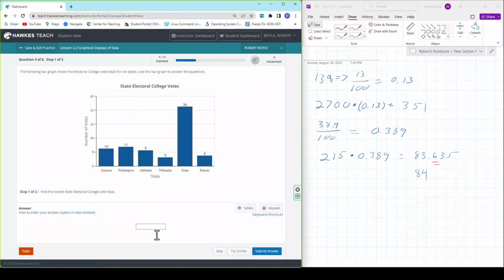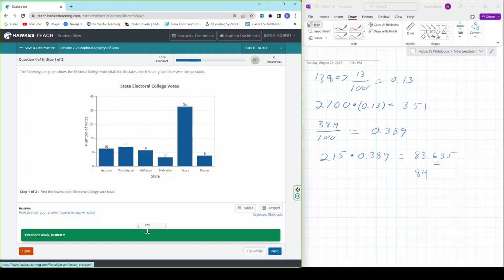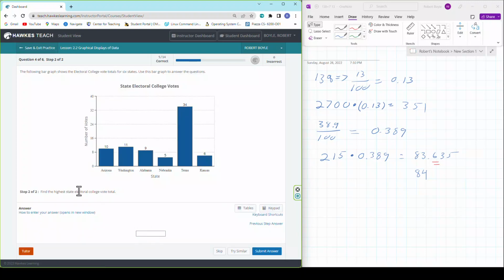And that brings us to question 4. The following bar graph shows the Electoral College votes for 6 states. Use the bar graph to answer the questions. Find the lowest state Electoral College vote total. They do not want the state, they want the vote total. And in this case, it will be for Nebraska, 5. All right, and then they want the highest, which of course will be Texas, 34.